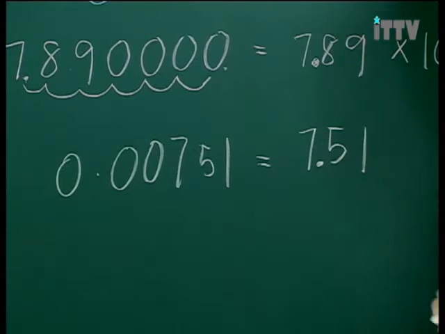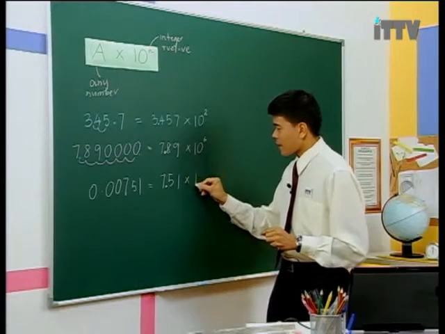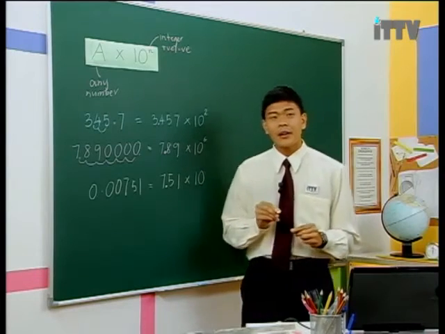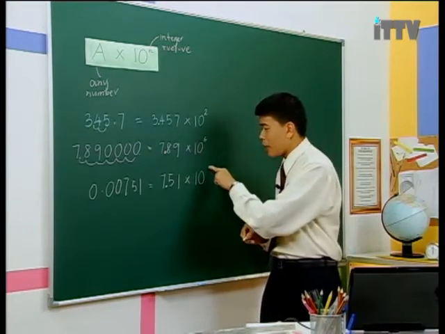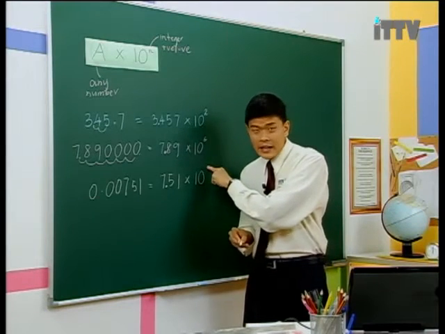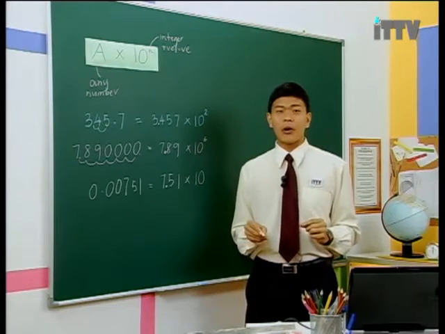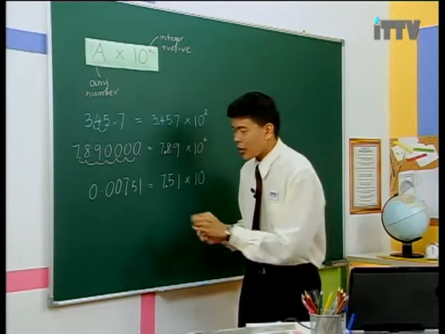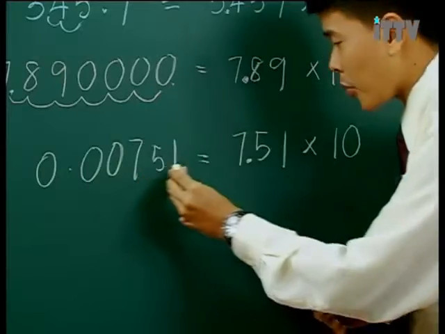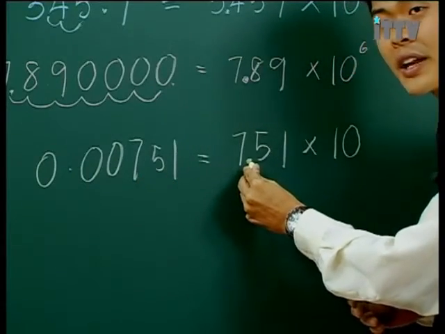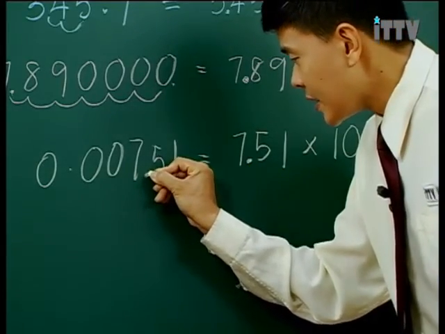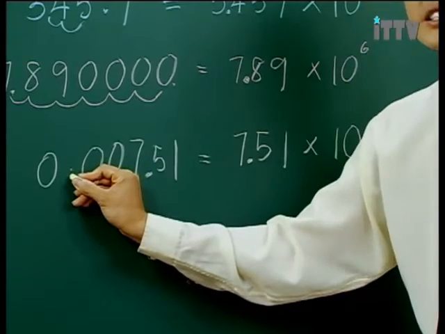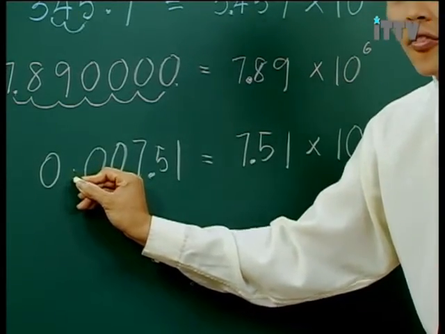In step 4, write 10. And in step 5, decide the power of the index. How do you decide the power of the index? Where is the new decimal point? It is between 7 and 5. So the new decimal point is here, and the original decimal point is on the left.